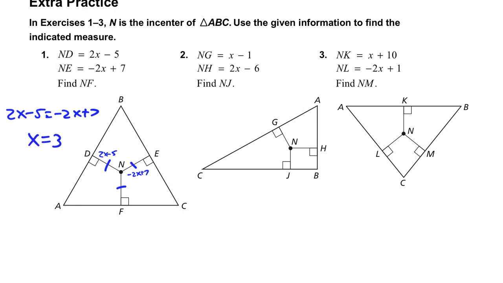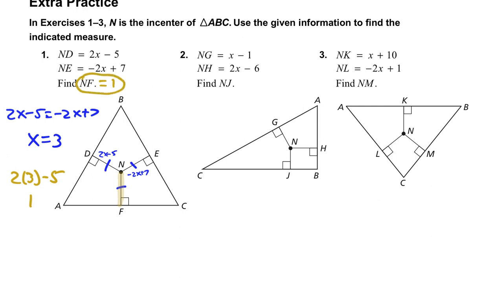Now, it does say to find NF. Now, NF, which I will highlight here in yellow, just so happens to be congruent to the other two segments. So let's just find the distance of one of the other two segments. To do that, we're going to take that 3 and plug it back in. So if I had 2 times 3 minus 5, I'm going to get that equals 1. So NF equals 1 for our answer.